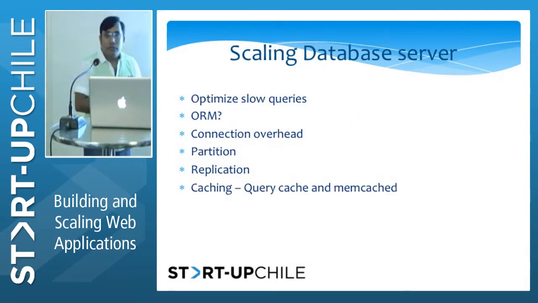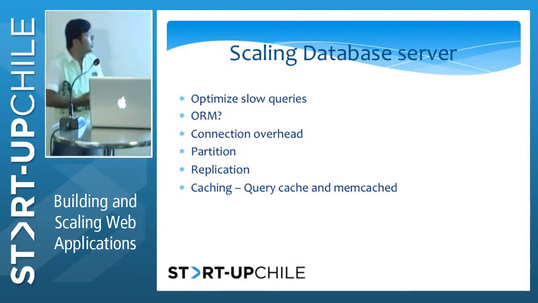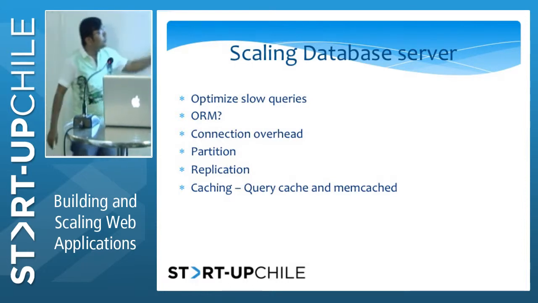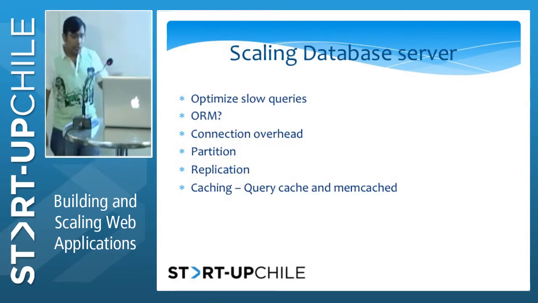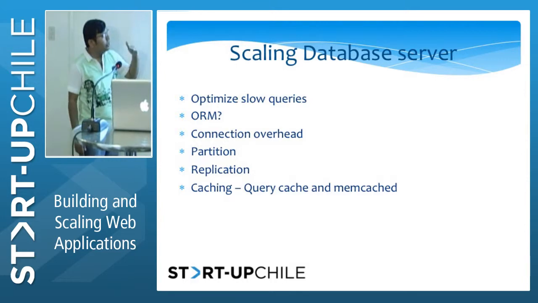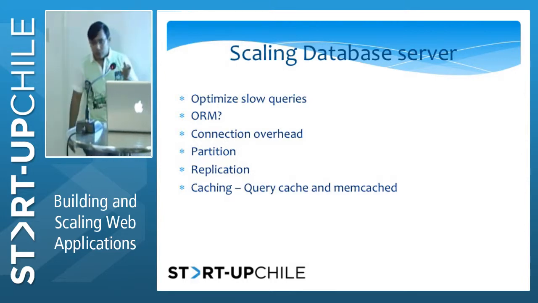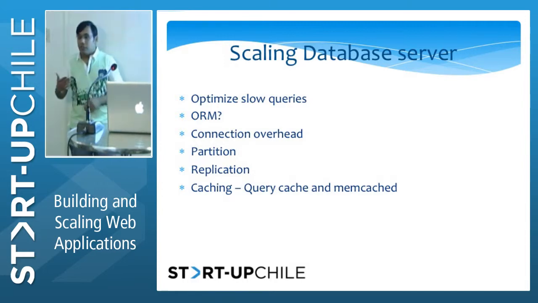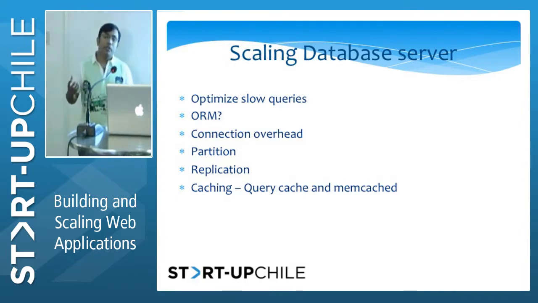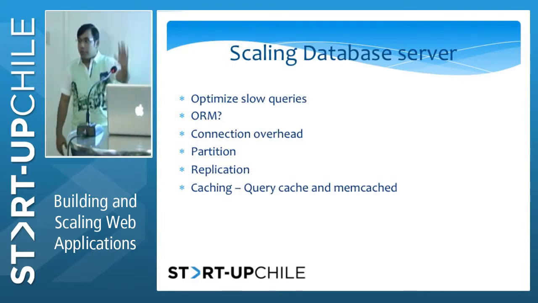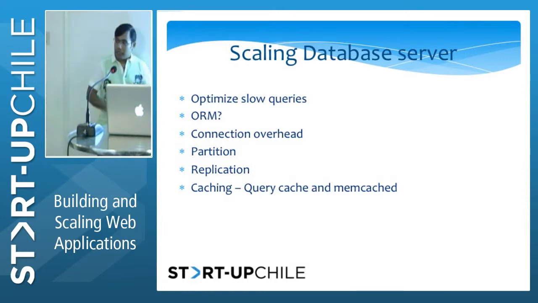Now we have the database server. So the first thing is to identify the slow queries, identify them from the slow query log, and we have to optimize those queries. Next thing is ORM. We have to deal with it finally, because it generates a lot of overhead when the queries are built from ORM. So it's probably better to write plain SQL queries instead of using ORM.